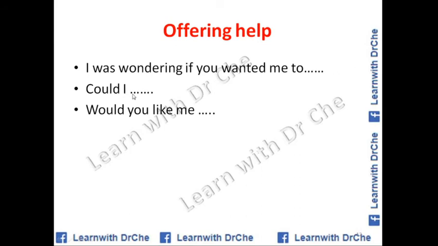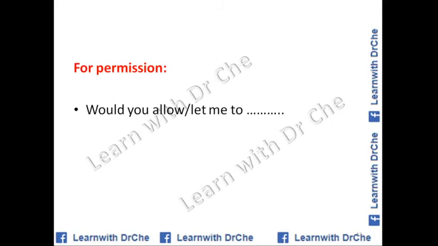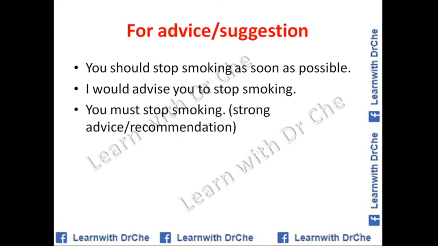Could I, then where you can help them. Would you like me to help you in, then whatever you want to help with. Would you like me to? For permission, you can use: would you allow me to. Allow me would be for formal, and let me would be for informal. Would you allow me or let me to, then what the permission is.